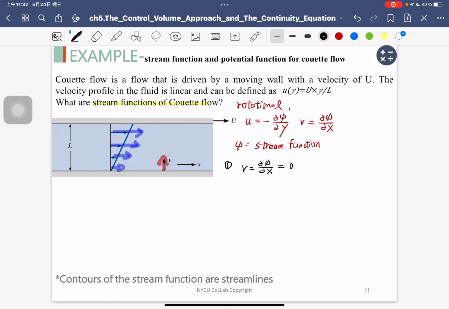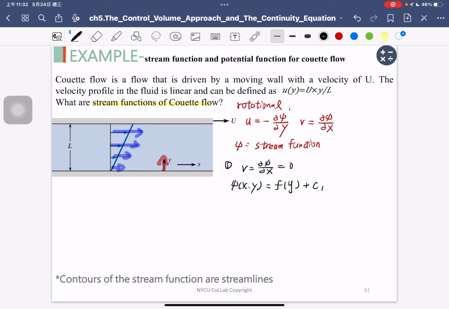So you will know that the ψ function of x and y should be a function of y, right? Because any y function differentiated with x is equal to 0, and multiplied by a constant value. I don't know how large the constant value is.